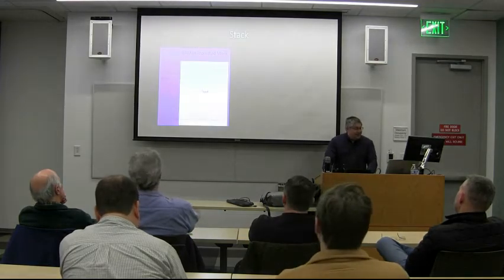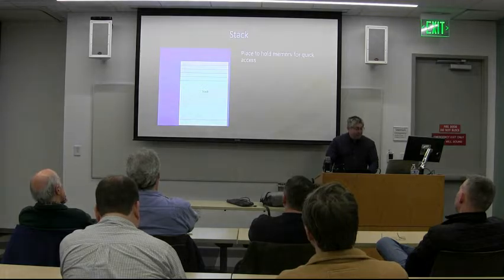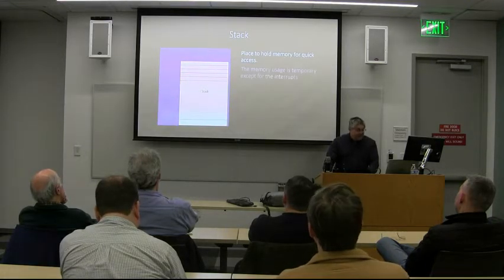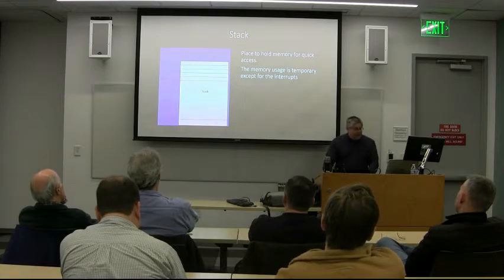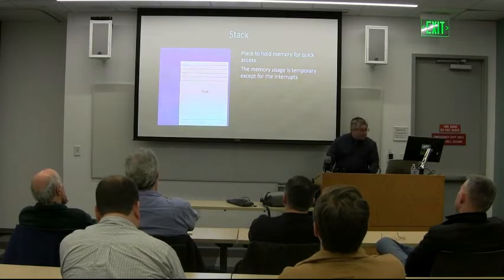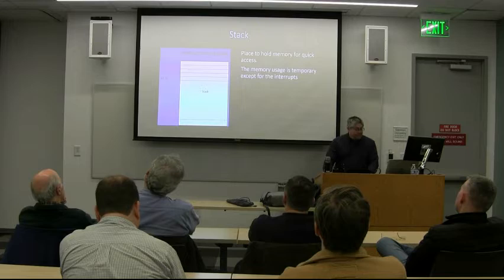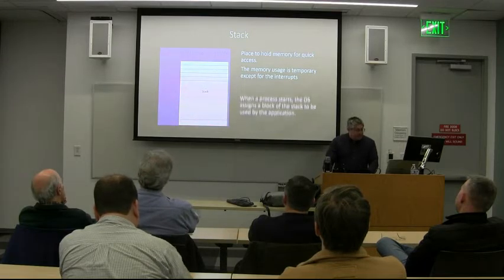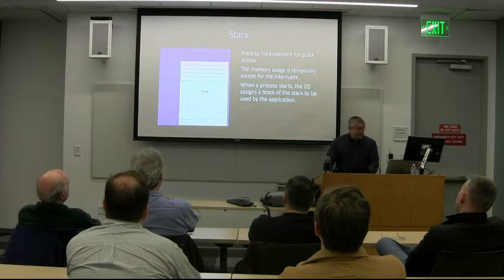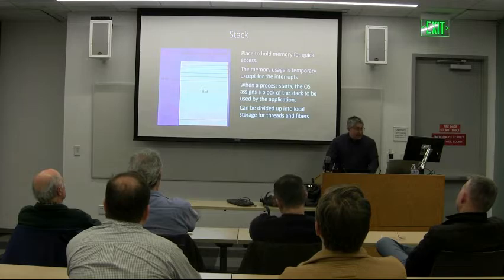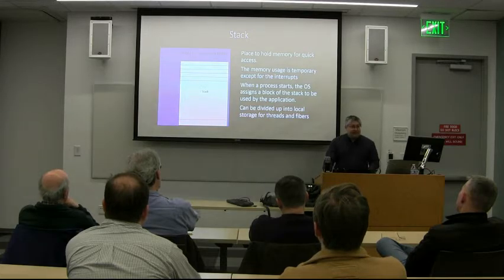So how do we access the memory? Well, we have 2 locations, the stack and the heap. In the stack, we have a place to hold memory for quick access. And the memory usage is temporary, except for the interrupts, which are usually at the beginning of the memory locations in the RAM. When the process starts, the OS assigns a block of the stack to be used by the application. And it can be divided up into local storage for the threads and fibers that run within an application. And this is all done by the OS.